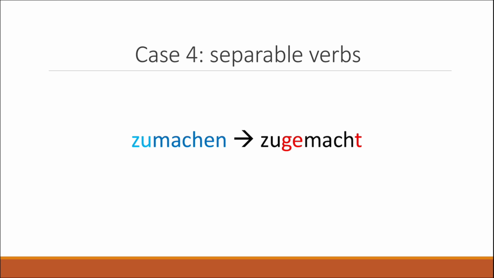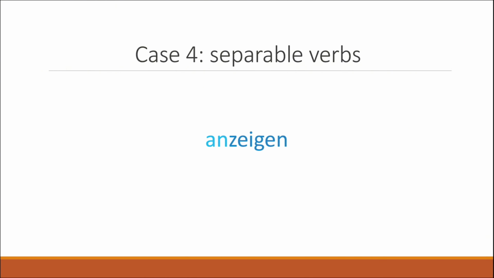So zu is simply going to stay at the same position, and then you are going to write the past participle of the verb in the middle. So you're simply first writing the prefix and then conjugating. If we consider another example with a separable verb, then in this case we have anzeigen, and we're simply going to let the prefix, so an, and then we're going to conjugate the main verb zeigen. So the past participle is going to become angezeigt.